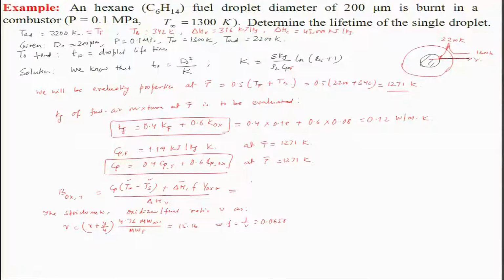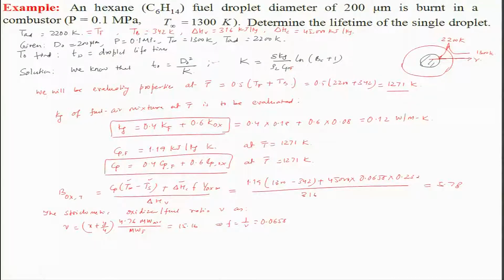And what I will do is substitute all these values here. When I substitute, we have 1.19, this is 1300 minus 342 plus 45,000 into 0.0658 into 0.232, that is your oxidizer, right, divided by the 316, you will get something like 5.78. And then from this you can find out basically K, right, by using this equation.